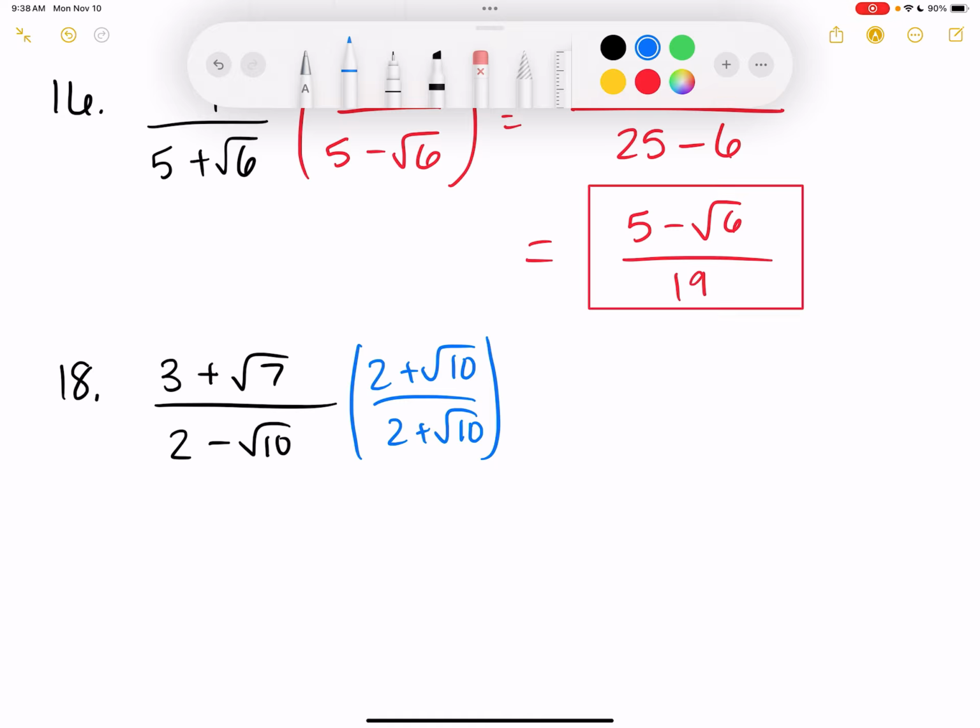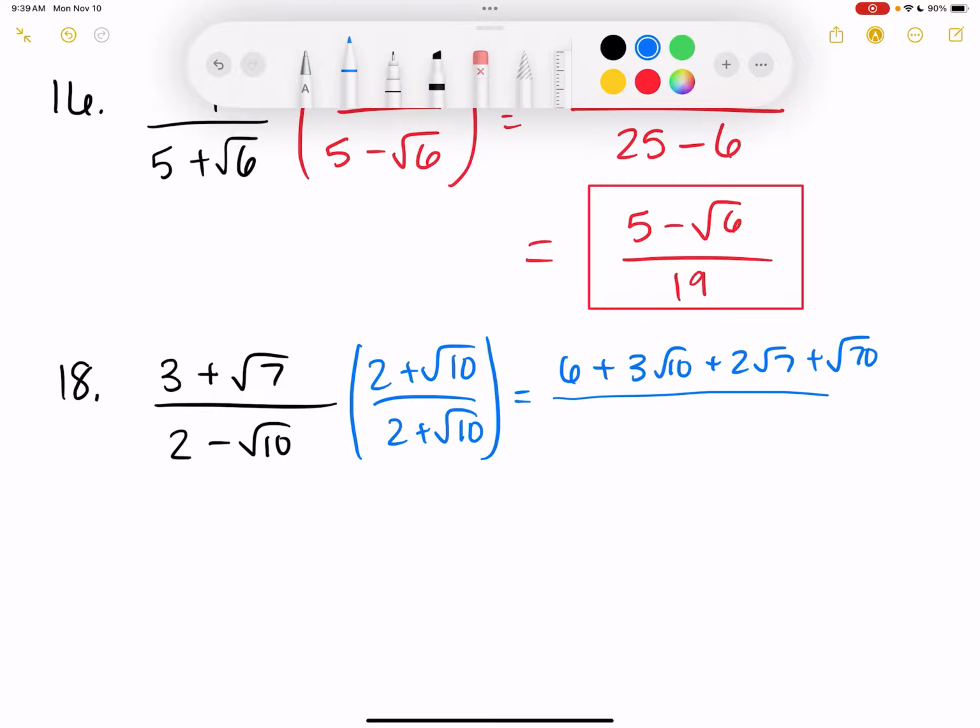Now I have to be careful with the top. The top isn't just a little distribute anymore. I've got to FOIL the top. So the top is going to be 3 times 2 is 6. 3 times square root of 10 is 3 root 10. Square root of 7 times 2 is 2 root 7. And then square root of 7 times the square root of 10 is the square root of 70.